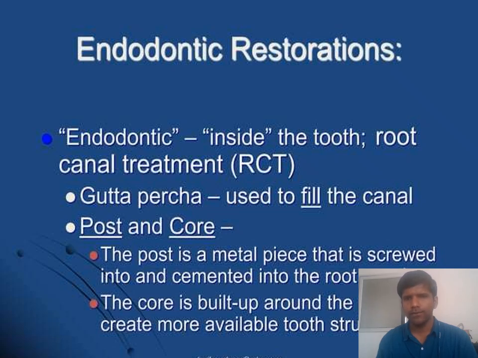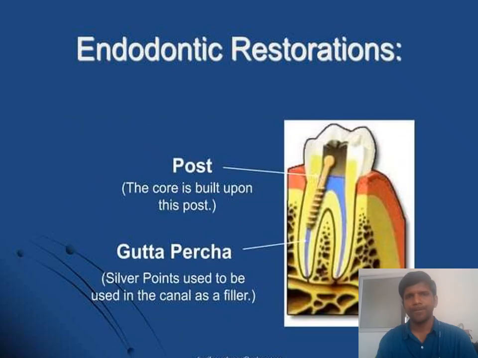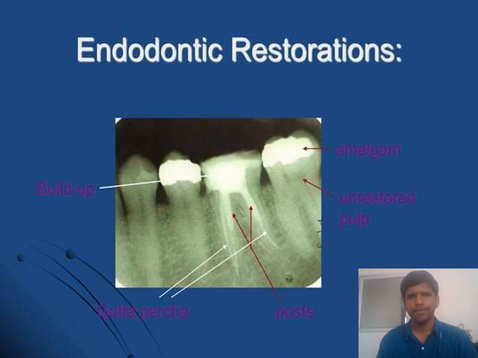Coming to endodontic restoration, the term endo means inside, and in case of root canal treatment, we use gutta percha material to fill the root canal, and we may use post and core. The post is a metal piece that is screwed into and cemented into the root, where there is more than 50% of the tooth structure loss. The core is built up around the post so that we can create an abutment. So here we see the post, the core is built on the post, and gutta percha is seen at the lower point. So these are the endodontic restorations where we can see in the radiograph posts, gutta percha and core builder.